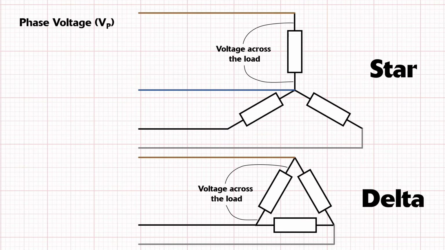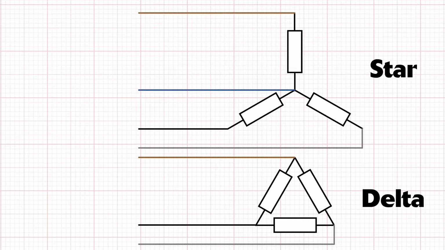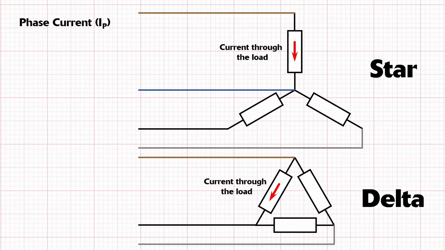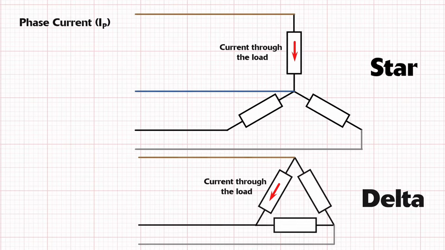In a star connected load, it's tempting to think of this as the voltage between line and neutral, which it most definitely is, but that definition won't work for the delta connected load as there is no neutral connection. Continuing, line current is the current in any of the supply lines and phase current is the current through any one of the loads. Having these definitions clearly in mind will help us to understand the relationships between the values.